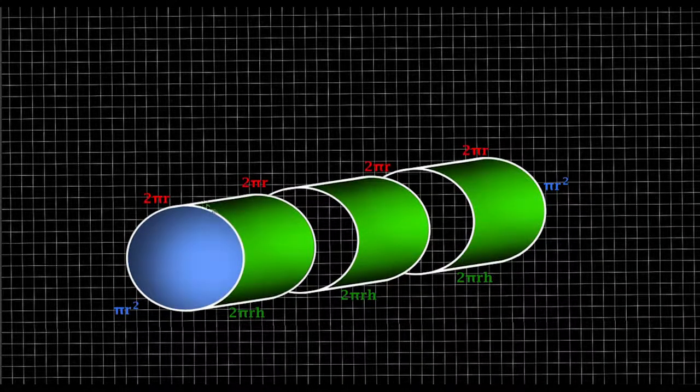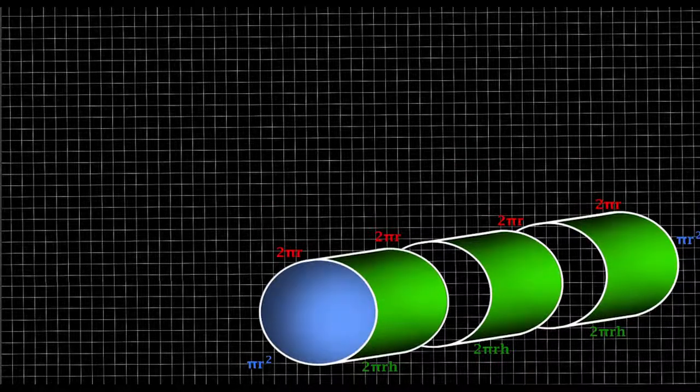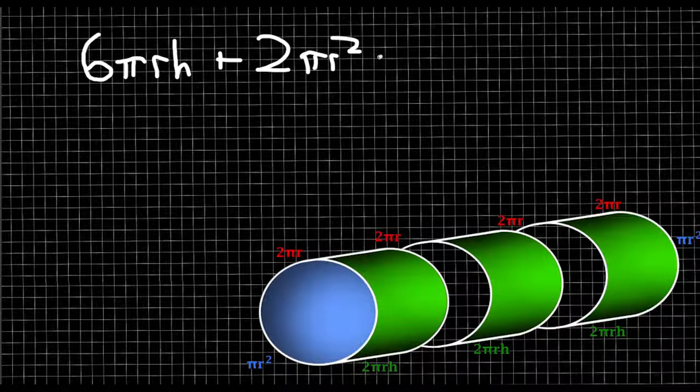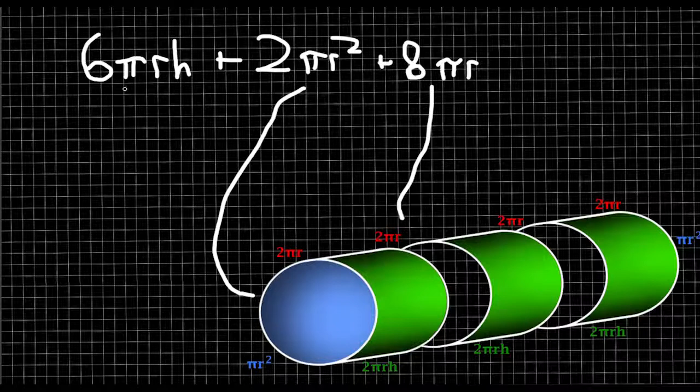So to start with our cost function, we know that we have 6 pi r h plus 2 pi r squared plus 8 pi r. And now this accounts for the welds. So we've got the welds here, we've got the end caps here, and we have got our cylinders right here.